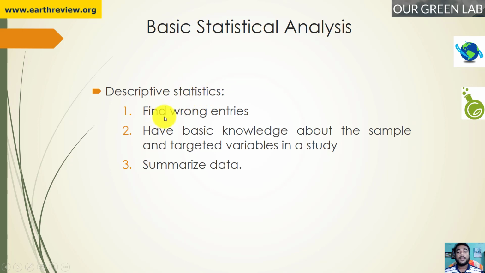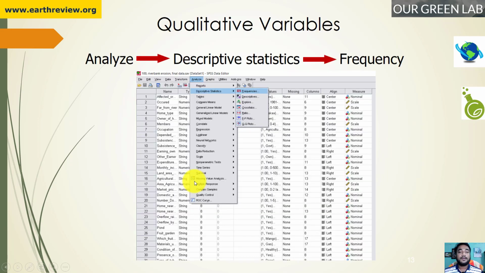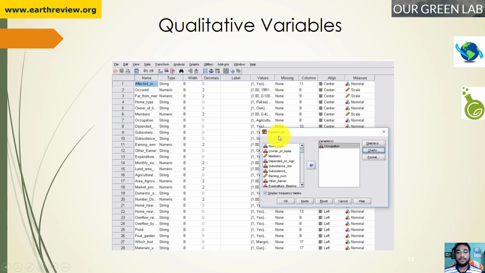Descriptive statistics. Find wrong entries. Have basic knowledge about the sample and targeted variables in our study, and then you can summarize data. Let's talk about qualitative variables. There are some variables you can see here, and we will analyze these qualitative variables. You have to click on Analyze, then Descriptive Statistics, then Frequencies. Thus a frequencies pop-up will appear and you have to select the desired qualitative variable to do this statistical analysis. Here we have selected occupation as the qualitative variable.